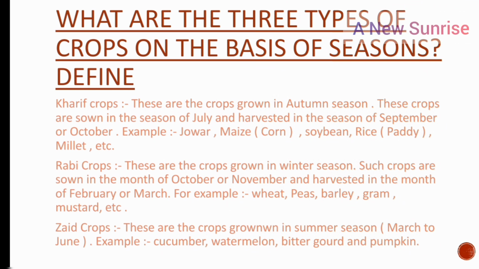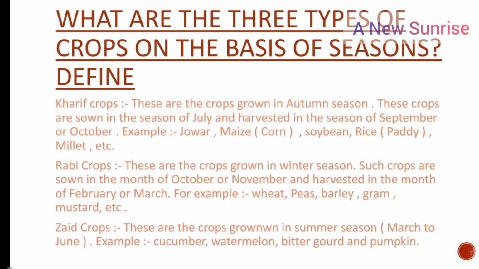Next, the last question, what are the 3 types of crops on the basis of seasons? Define each. Kharif crops. These are the crops grown in autumn season. These crops are sown in the season of July and harvested in the season of September or October. Examples of kharif crops are jowar, maize, or you can say corn, soybean, rice or paddy, millet, etc.